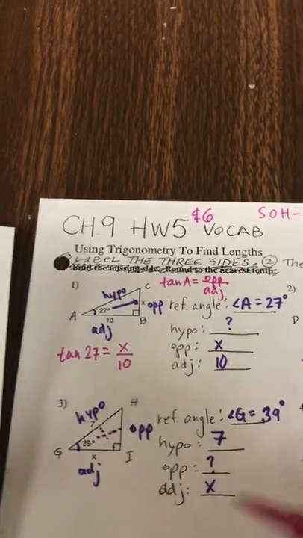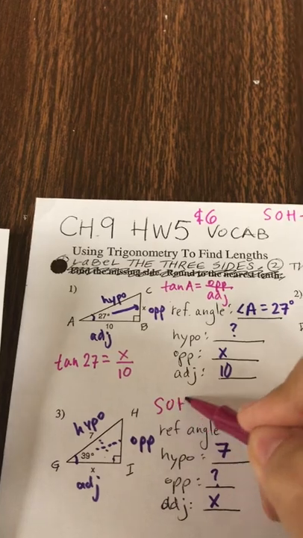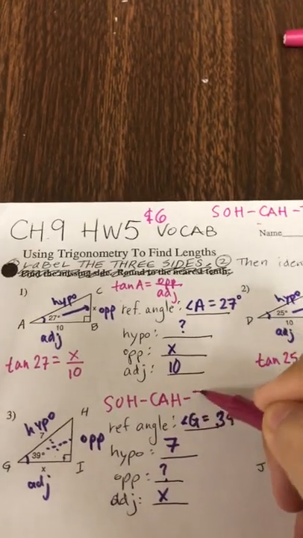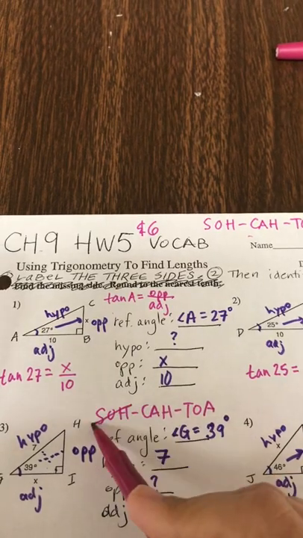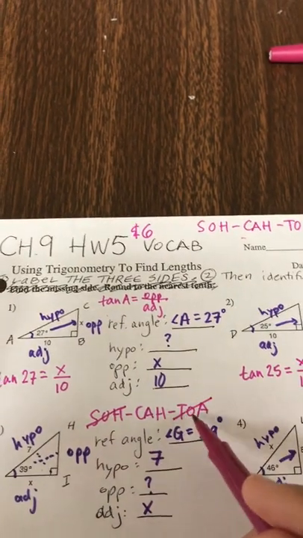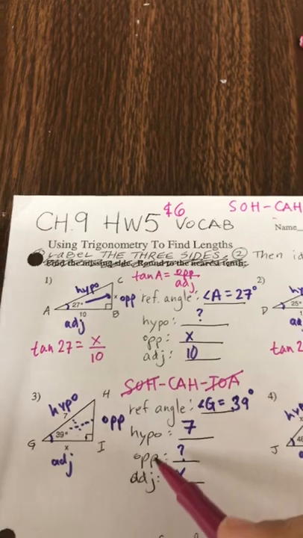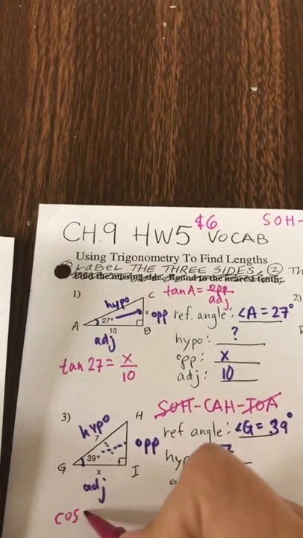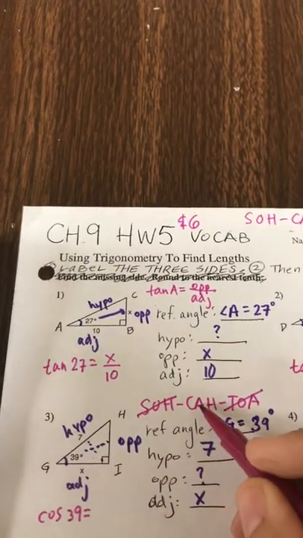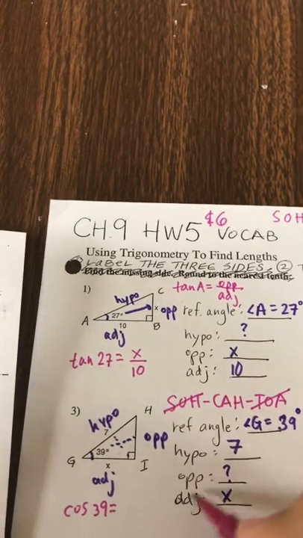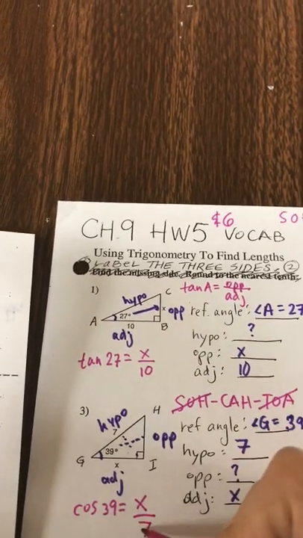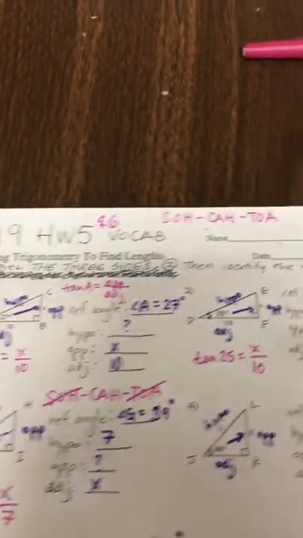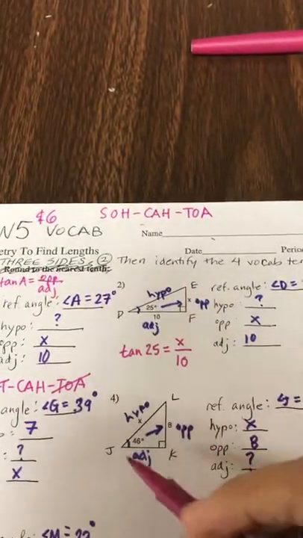Now I don't have opposite. So SOHCAHTOA. I don't have opposite, so I can't use sine. I can't use tangent. I got to use cosine. So the cosine of 39 is adjacent over hypotenuse. So the adjacent side is x, the hypotenuse is 7. Cool. Set up another one.